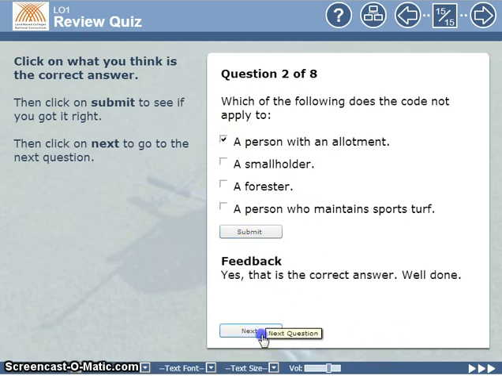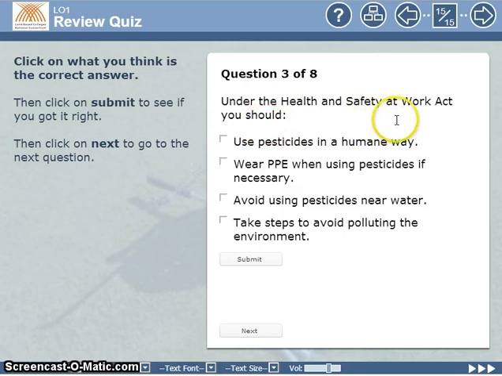Okay. Under the Health and Safety at Work Act, you should use pesticides in a humane way, wear PPE when using pesticides if necessary, avoid using pesticides near water, and take steps to avoid polluting the environment. So because it's the health and safety, I'm going to go for PPE.